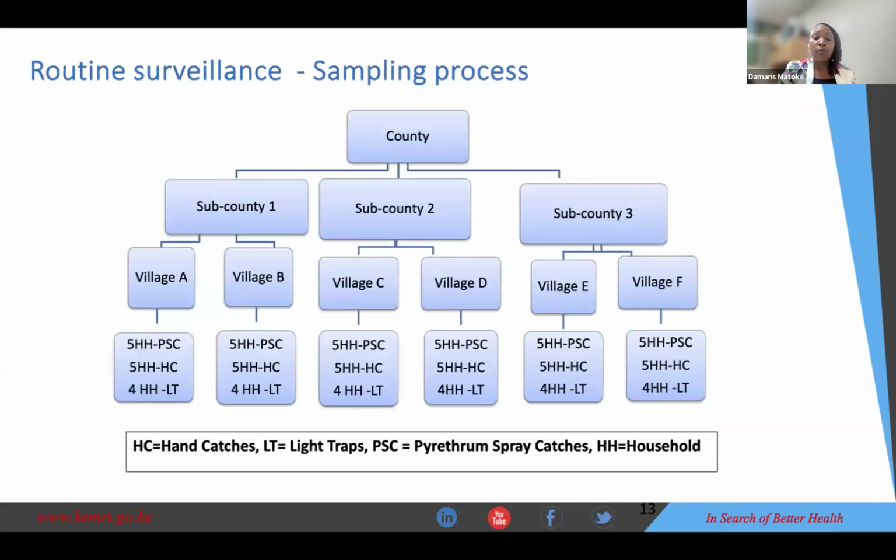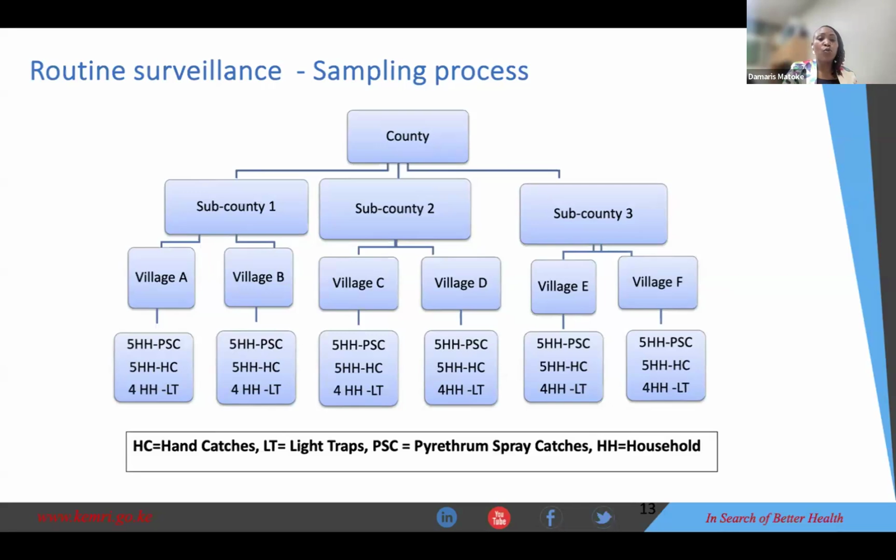So currently, routine surveillance, because as I indicated earlier, we have around 47 counties in the country. We have sentinel sites where we do entomological surveillance. There are around 14 counties, which are representative of the epidemiological zones of malaria. And in the counties, we're able to identify the sub-counties, which I think could be sub-districts. So a county represents like a district.